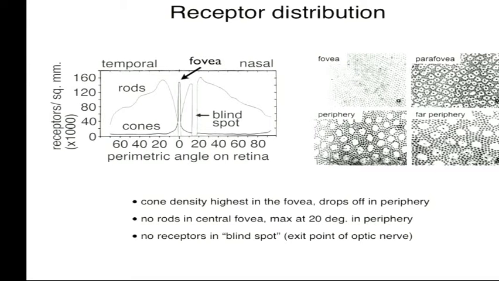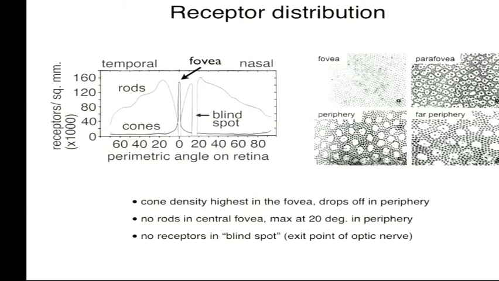In the center of the retina, there's the fovea, and the fovea has the highest density of cones. You can see this curve here. The highest density of cones is in the fovea, and then the density of cones drops off very quickly as you get out to the periphery. By 10 degrees in either direction, it's pretty much at its base level.